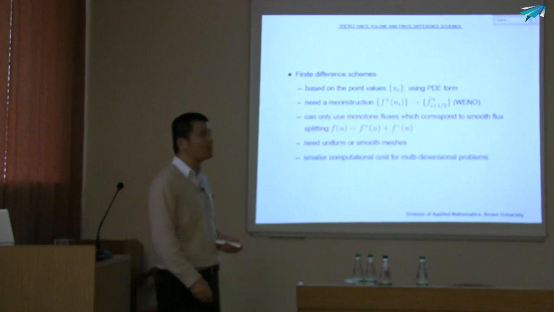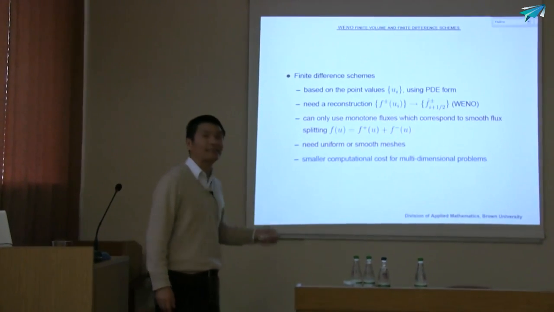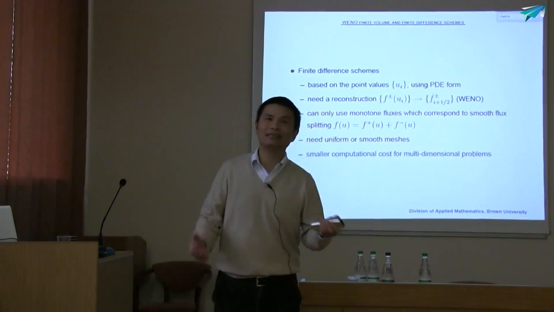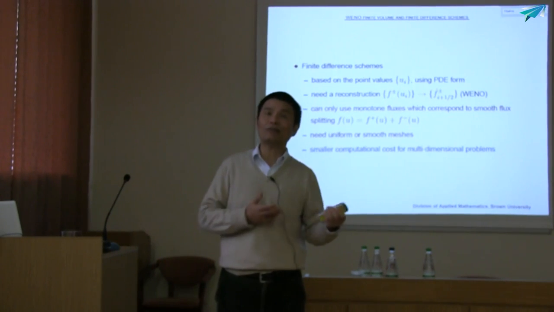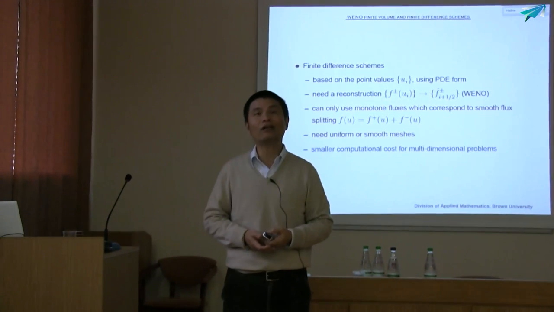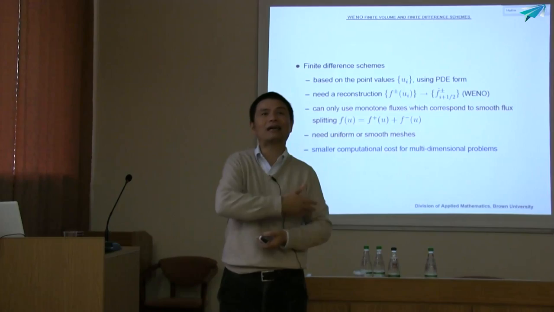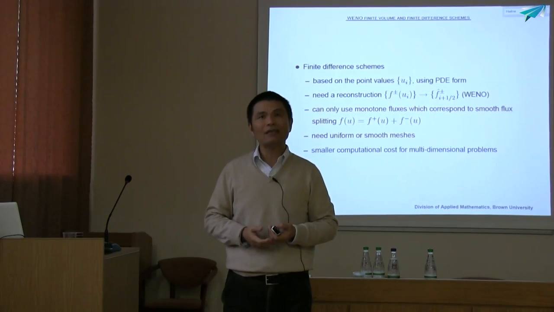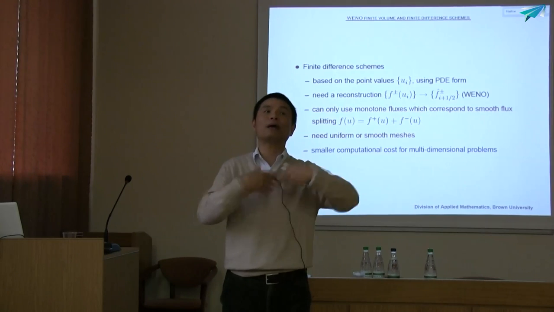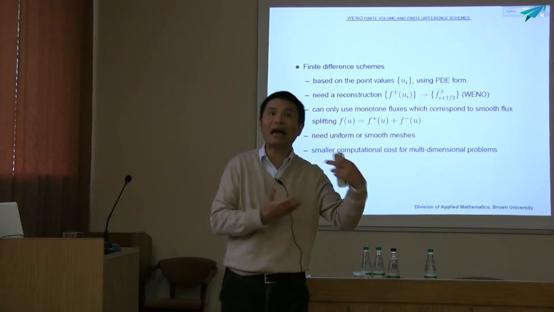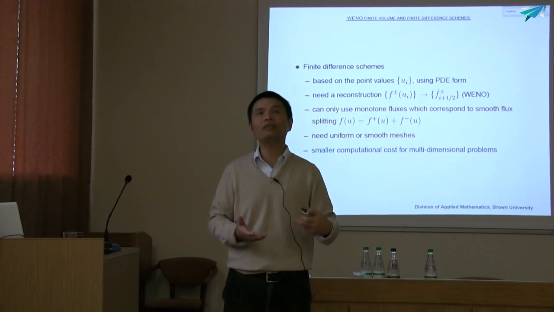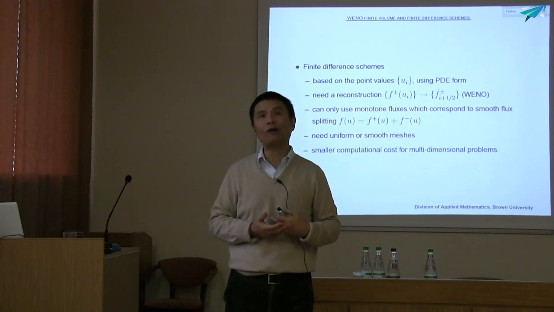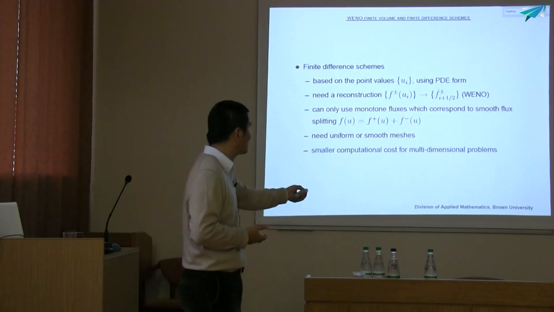The problem, these are the bad parts corresponding to finite difference. The first problem is that you need this flux splitting. So it is less flexible than finite volume. In finite volume, you can use any monotone flux. I already gave three examples, there are more. And flux splitting is more demanding. Even though flux splitting corresponds to a monotone flux, not every monotone flux can be written in a flux splitting format with smooth F plus and F minus.